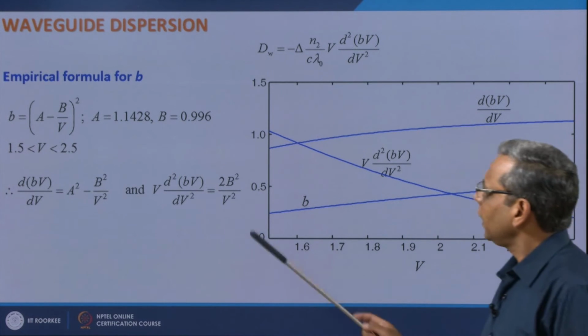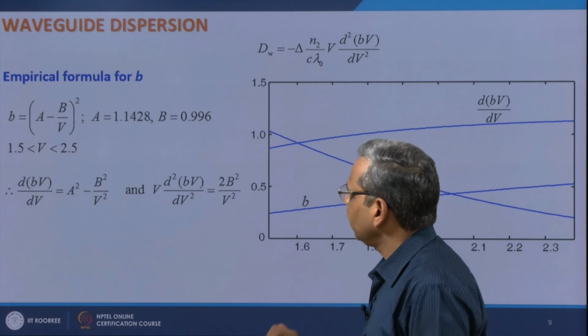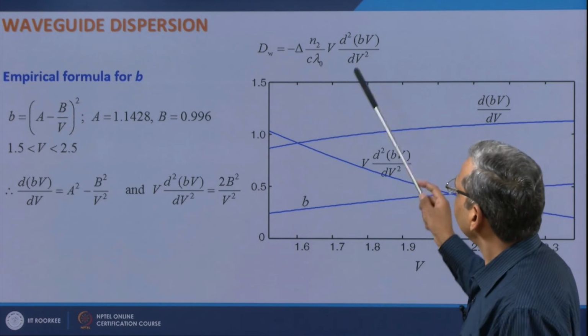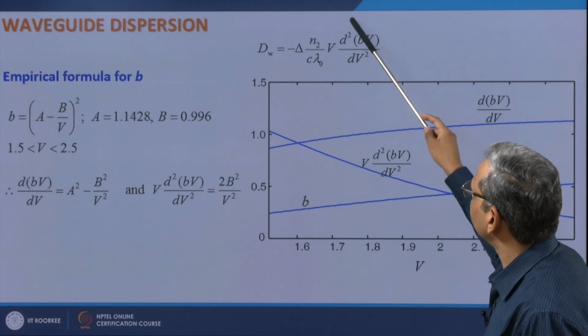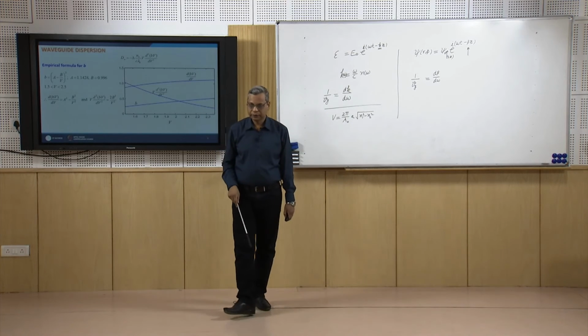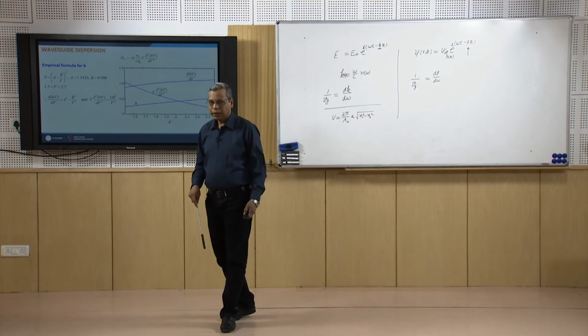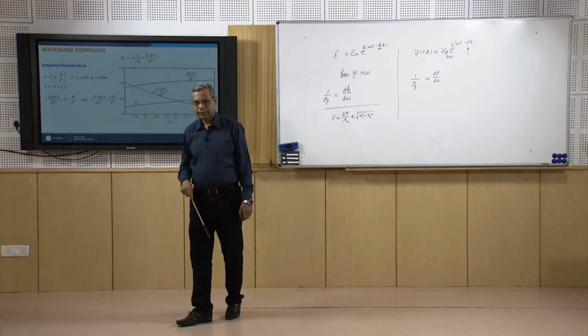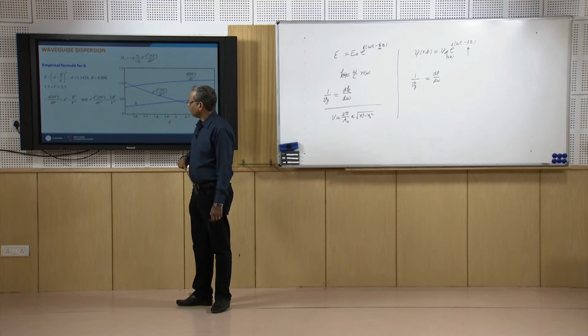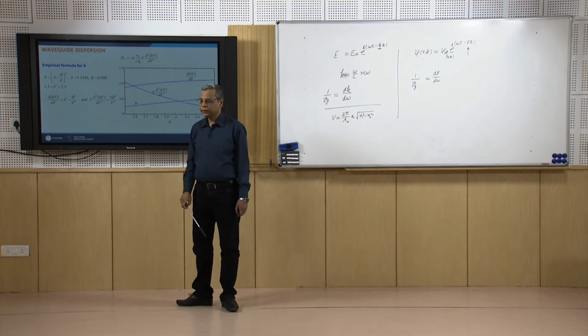So, if I want to calculate the waveguide dispersion, I can simply put 2B square over V square in place of this, and I can immediately get the waveguide dispersion. But how accurate is this empirical relationship for obtaining waveguide dispersion?